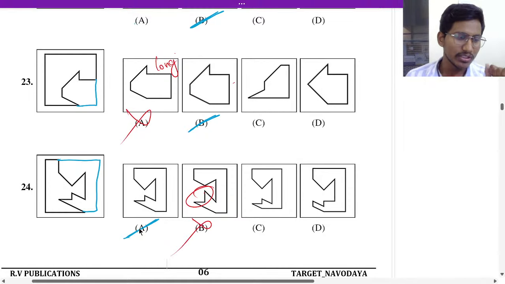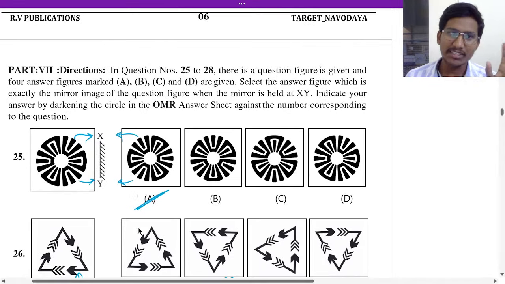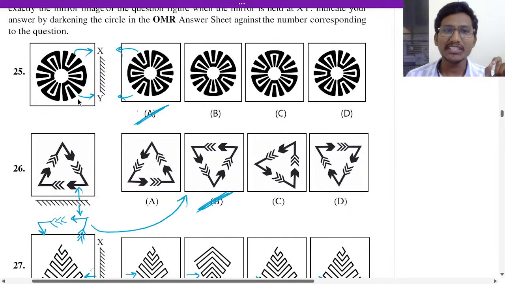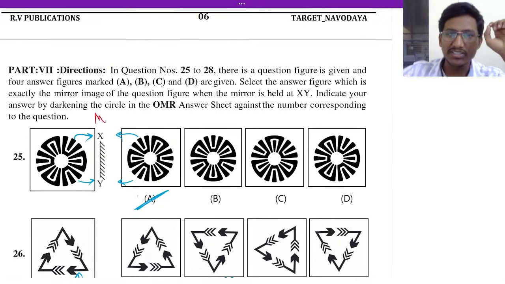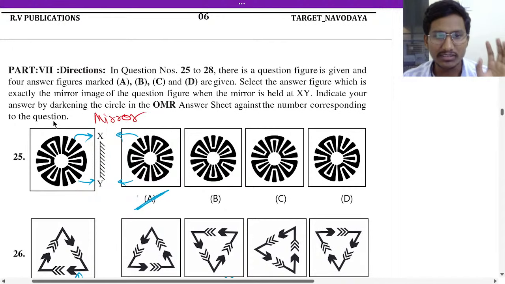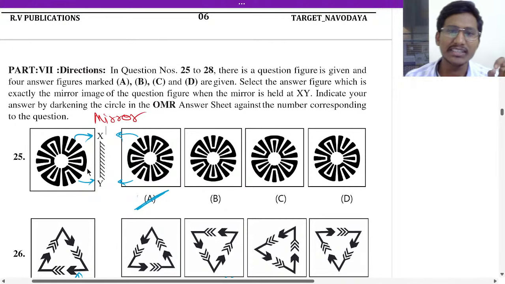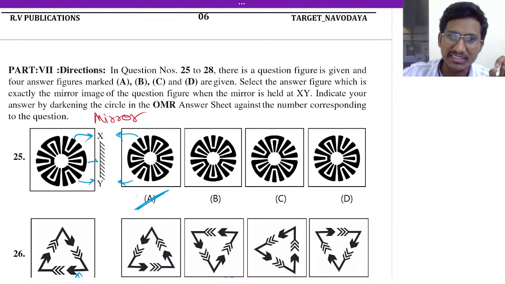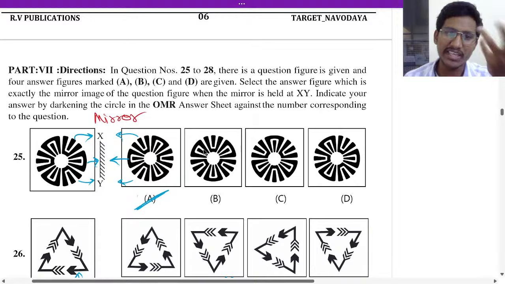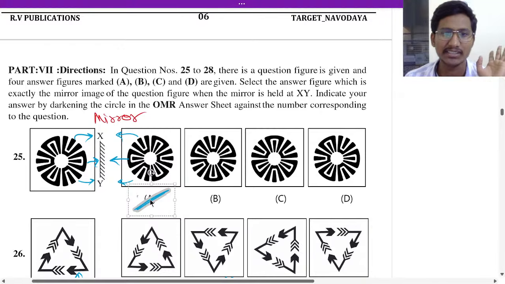Now let us go to the next, that is part 7. Part 7 is mirror images. If you see mirror images, I will tell one thing. Near the mirror, this is there, so near the mirror it will come. So A is the answer. This open part is pointing toward the mirror, and this closed part is near the mirror. Open here, this side, open here, this side. This is closed, this is also closed. So that is why A is the answer.